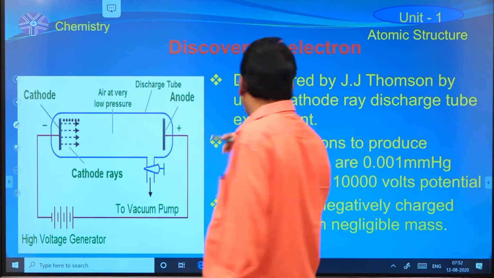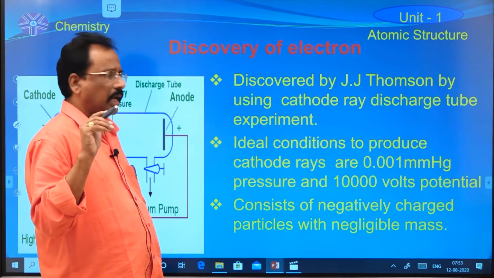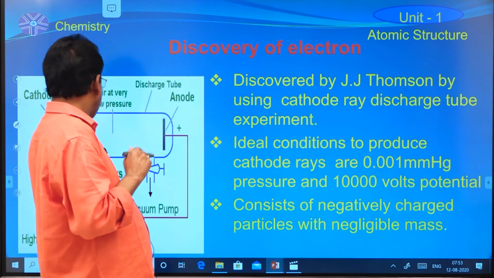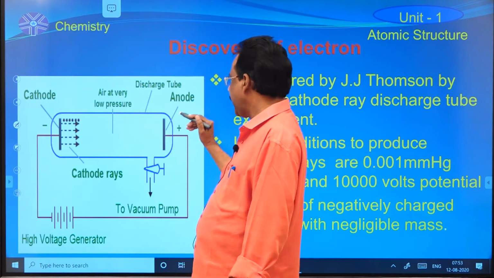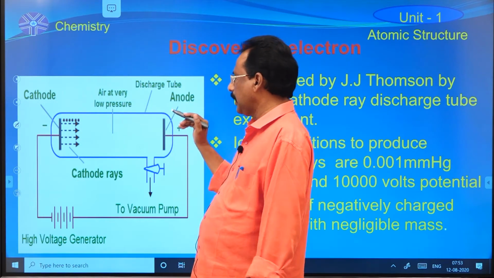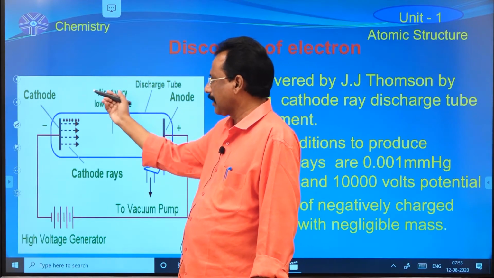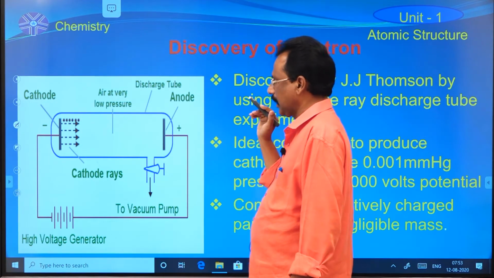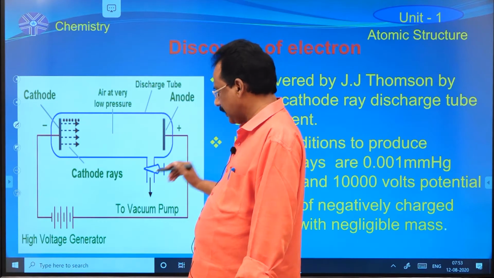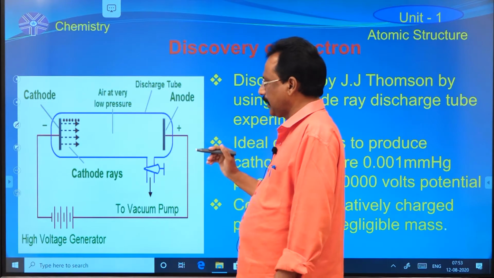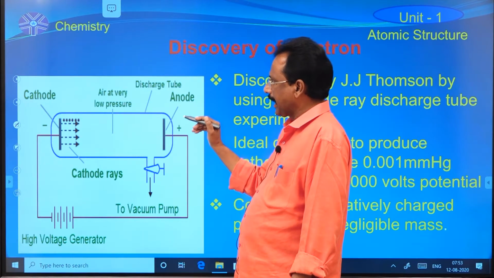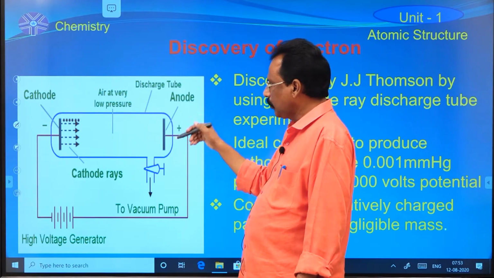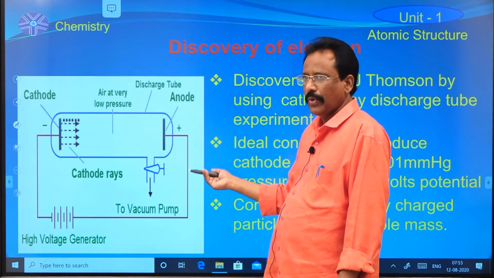This electron was discovered by J.J. Thomson by using the cathode ray discharge tube experiment. The cathode ray discharge tube contains a cathode and an anode, made up of a glass tube. The cathode has a negative charge and the anode has a positive charge, and they are connected to a high voltage battery to provide high electrical current into this glass tube. This discharge tube is made up of glass, and to remove the air present in it, it is connected to a vacuum pump.